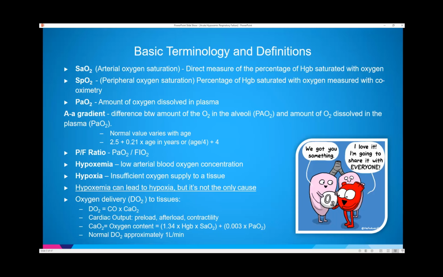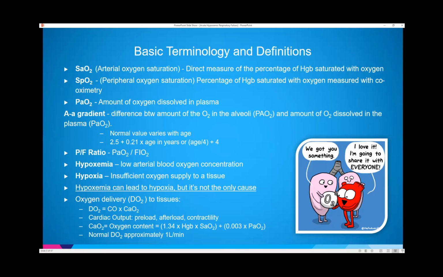PaO2 is the oxygen tension in plasma, so the amount of dissolved oxygen in plasma. This is something you commonly look at when we're calculating a PF ratio. AA gradient, something you need to know. The pulmonary fellows have to know this. It's not something you see as often anymore, but I'll show you how the AA gradient does play a role in your evaluation of a patient with hypoxemic respiratory failure. And it's simple. It's the difference between the alveolar oxygen content and the amount of oxygen dissolved in the plasma.